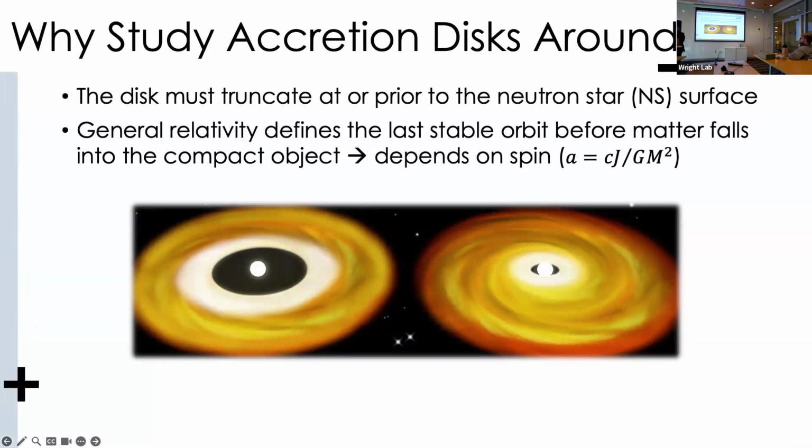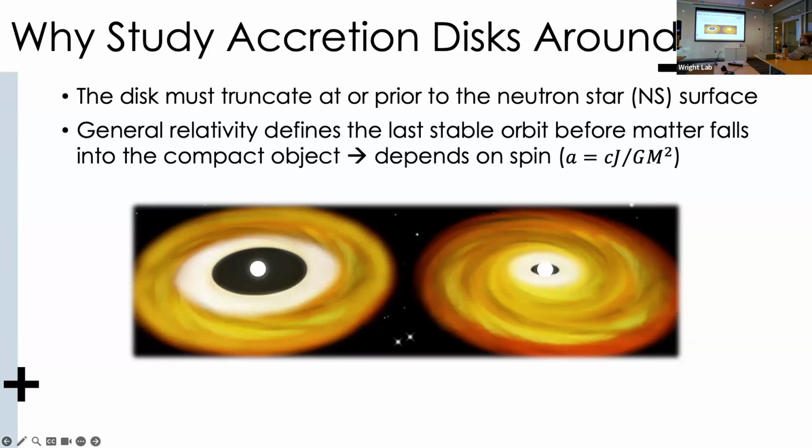Why would you even want to study the accretion disk around the neutron star? This is because the accretion disk must truncate either at the surface of the neutron star, if not prior to it. And from general relativity, we know the definition of what the last stable circular orbit is before material must just fall onto the neutron star itself. And this depends upon the spin of the object, which is a description of the mass normalized total angular momentum of the compact object itself.